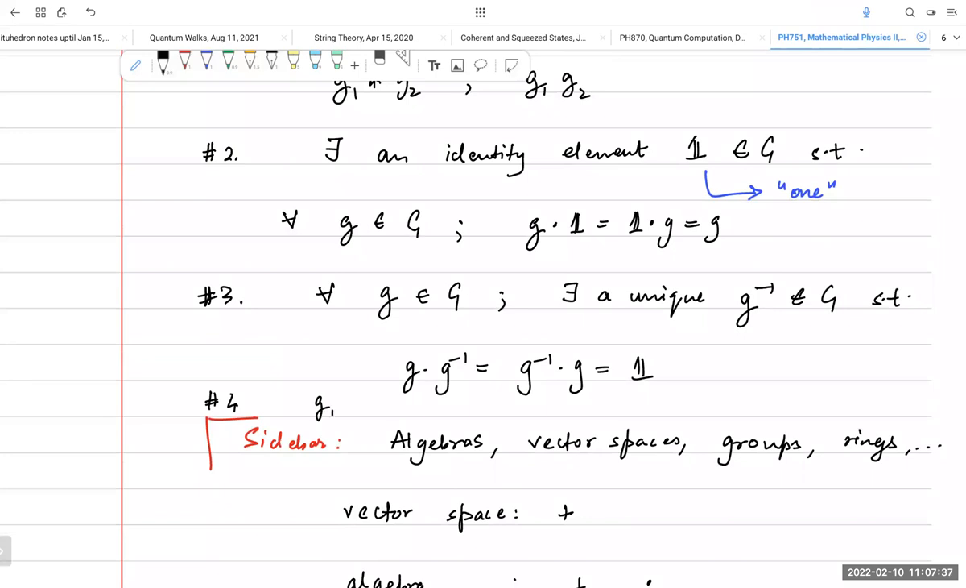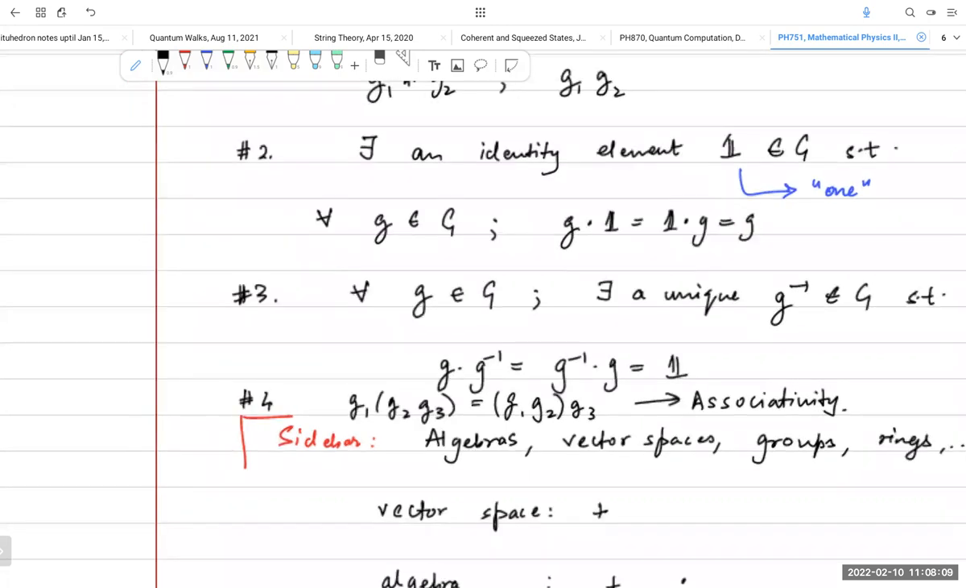So associativity means that if you have three elements, then you can multiply either G2 and G3 first and then multiply with G1, or in a different order. So this is called associativity.